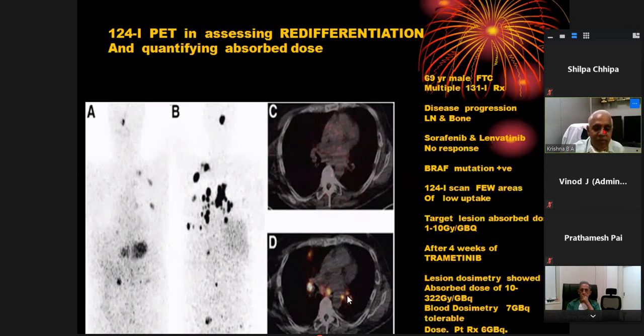So what was done was, this patient was given 4 weeks of trametinib therapy. And after trametinib therapy, when you do 124 PET scan, look at the radioiodine uptake in multiple metastatic sites. So trametinib makes the dedifferentiated cell back into differentiated cell and allows the sodium iodide importer to become active and concentrate radioiodine again. A fabulous science demonstrated on an image.